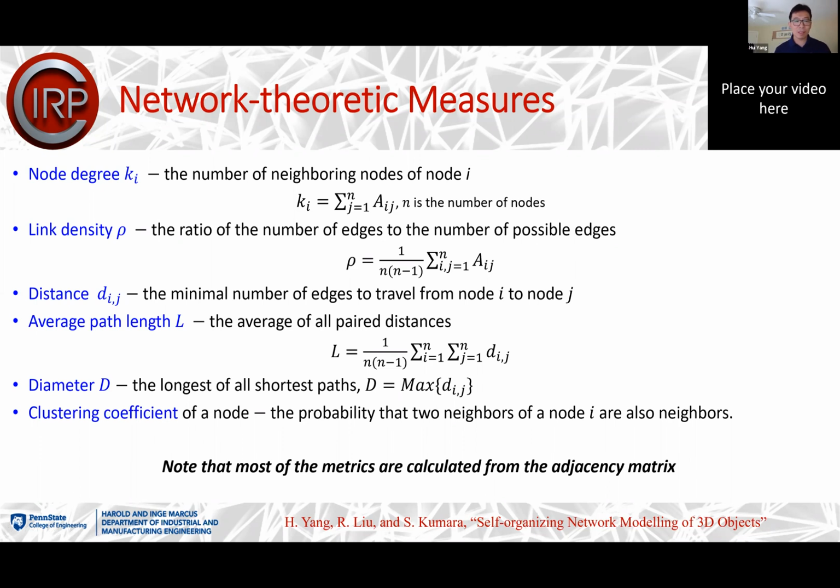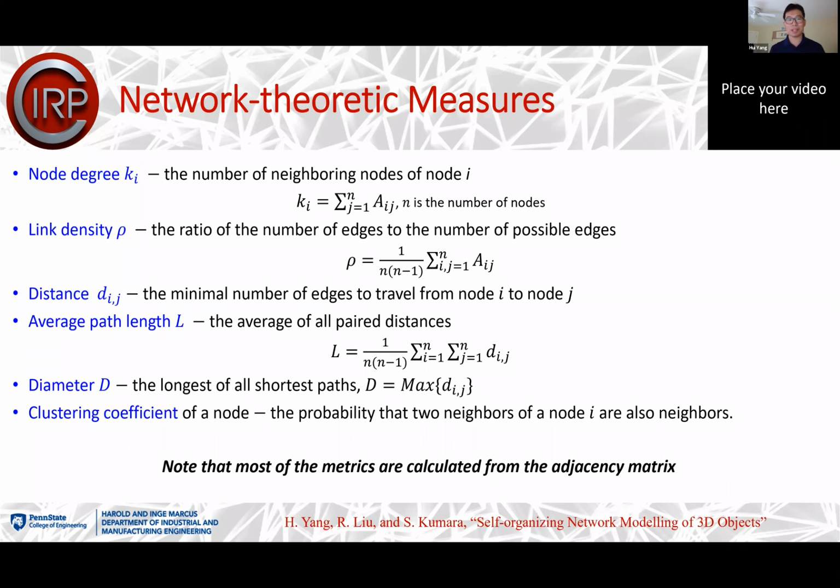So the distance. Distance is the minimum number of edges to travel from node i to node j. As you may know, there are Dijkstra algorithms that can help you to calculate the shortest distance from node i to node j if there are connected edges. So average path length is the average of all the paired distances between the nodes, okay? So diameter is the longest of all shortest paths.